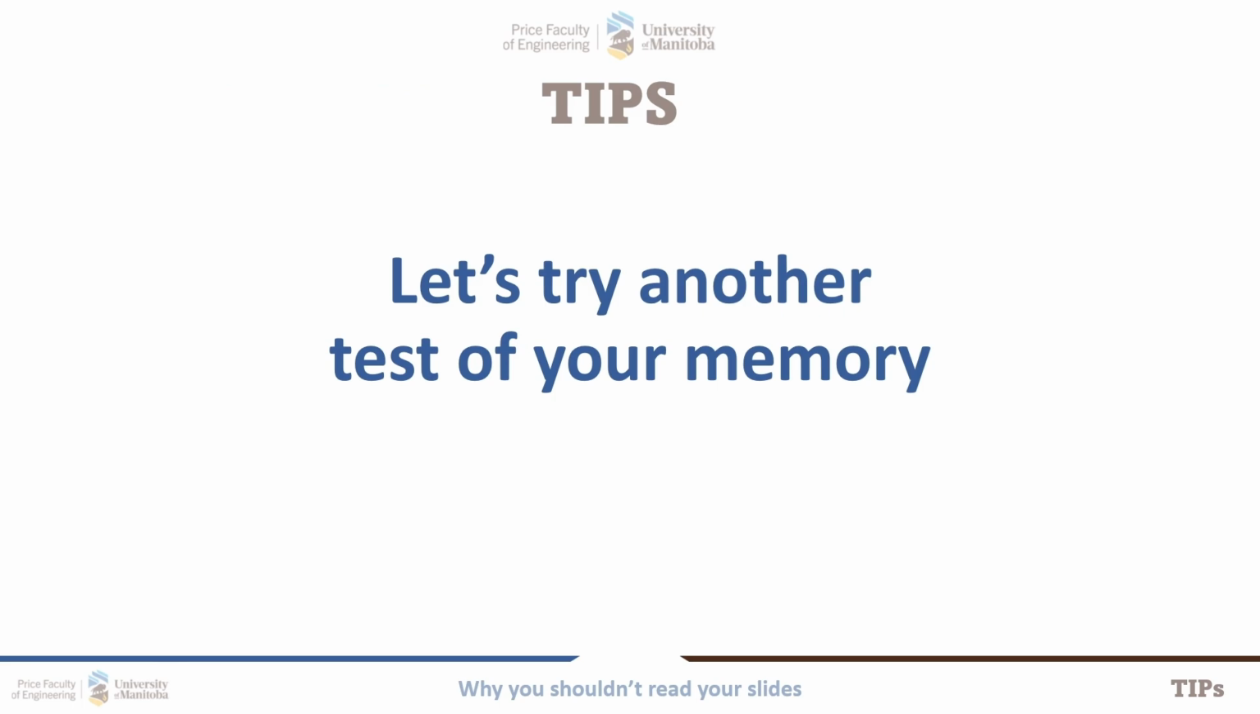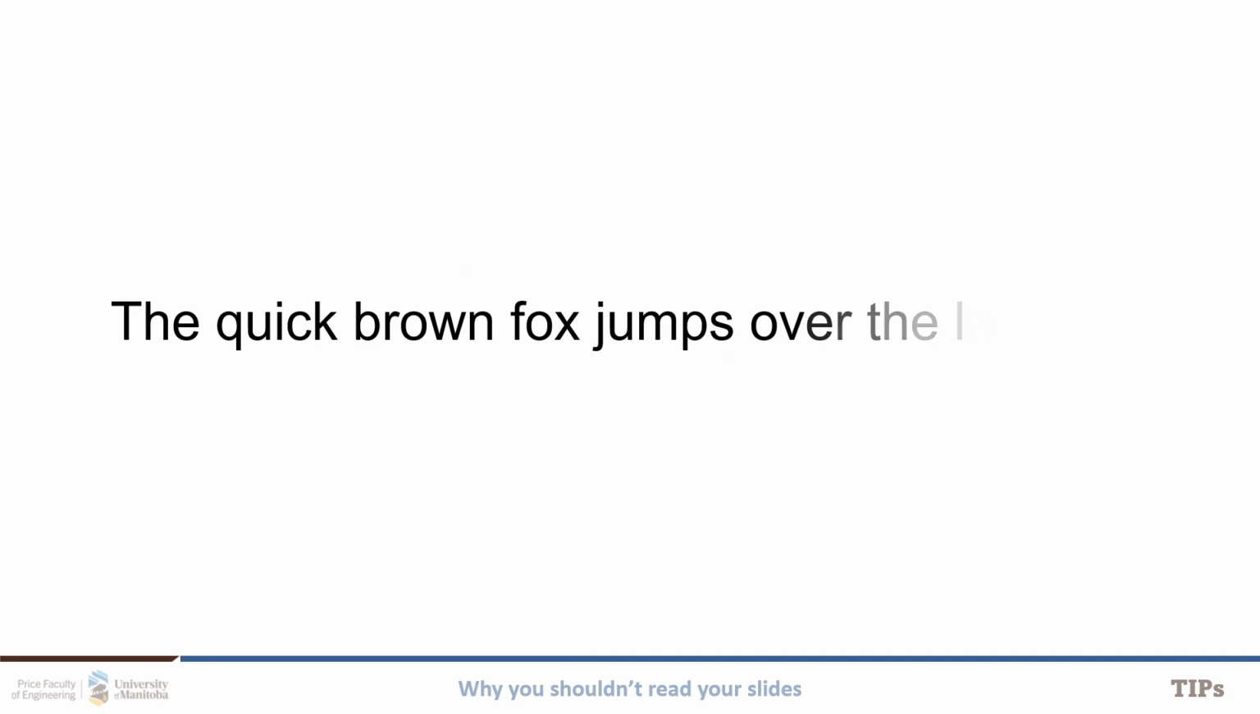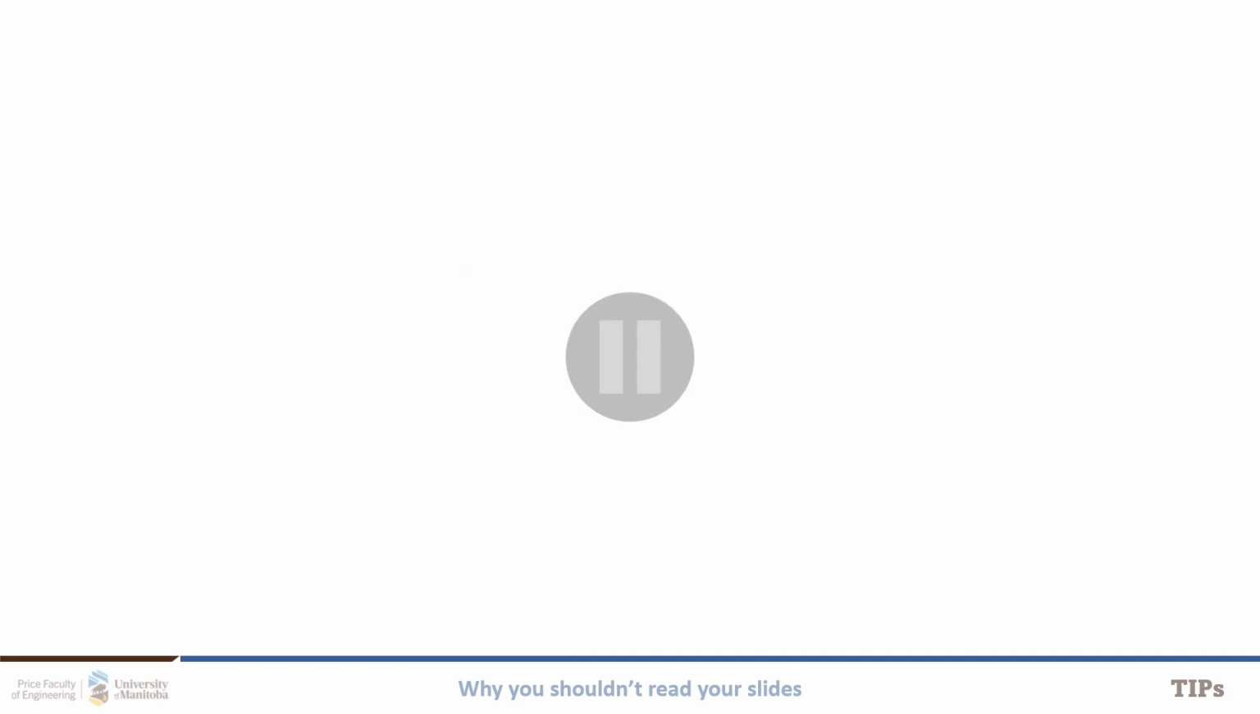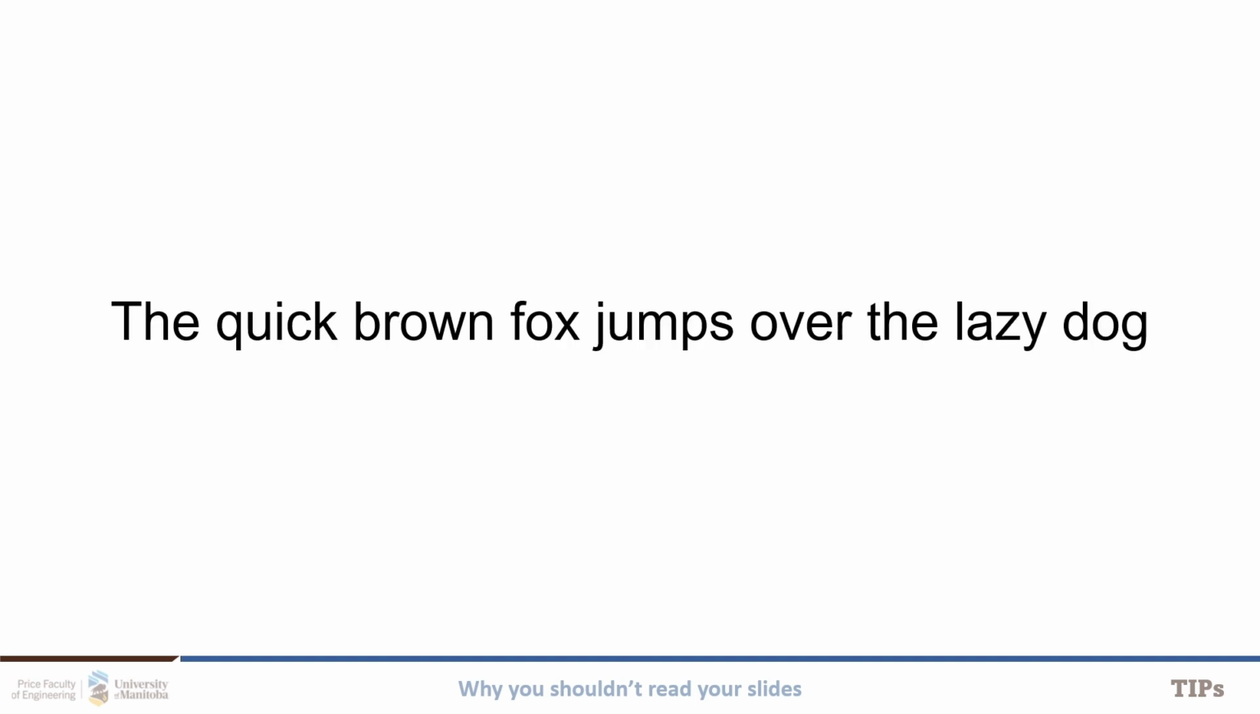For the first test, I want you to count the number of words in a sentence. It's the sentence that has every letter of the alphabet in it. The quick brown fox jumps over the lazy dog. Now, pause your video and count the number of words in that sentence. Okay, are we ready? Here we go. There are 9 words.